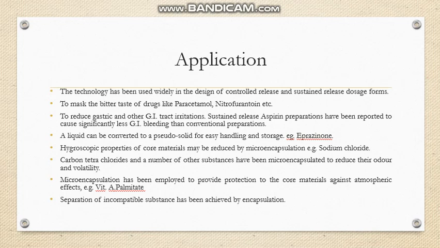Now moving towards the next part, we are going to discuss the outcome of this study.